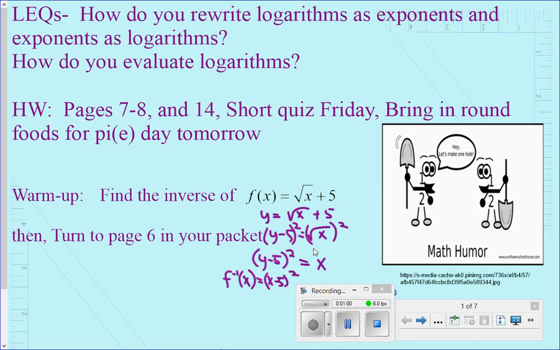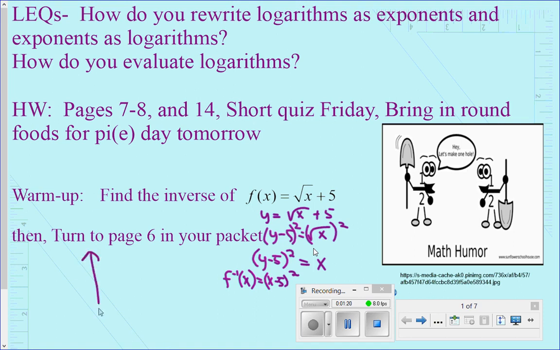Hopefully you didn't just stop there and say that's your answer, because of yesterday's lesson. If you recall, yesterday we talked about when the problem is dealing with even roots or even powers, which this one is, you have to check to see if there are any domain restrictions required. So we're going to do that before we circle that and say that's our final answer.